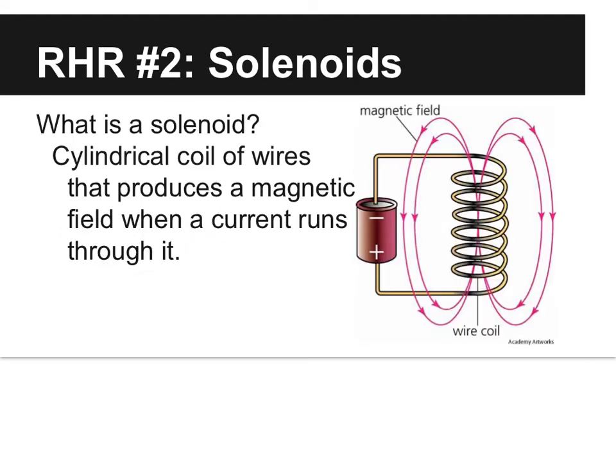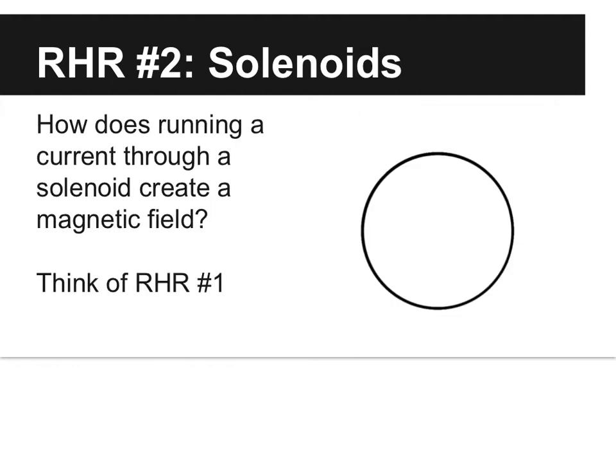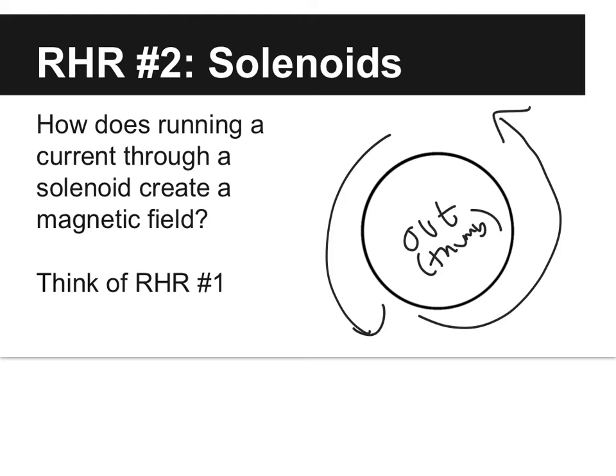Our next right-hand rule will deal with solenoids. This is what we worked with in our lab. It's a coil of wires that produces a magnetic field when a current runs through it. So let's think back to right-hand rule number 1. If our thumb was facing out of the page, you can do this with me, then my current would be going around.